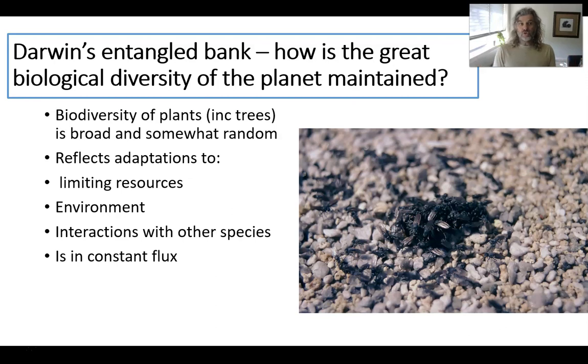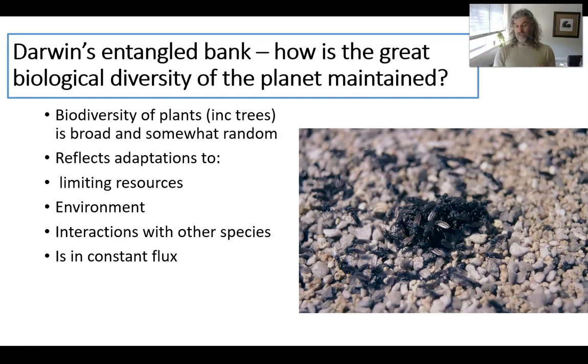Biodiversity of plants, including trees, is broad and somewhat random. That's good to keep in mind. There are many ways to adapt to a particular environment. Most of the time, one adaptation is not going to be clearly superior to another. But adaptations do reflect limiting resources, variation in the environment, and interactions with other species, and all of those things are in constant flux. So he wasn't wrong.